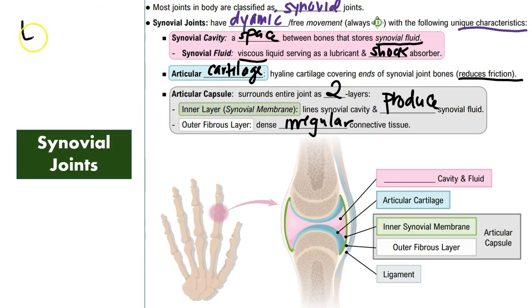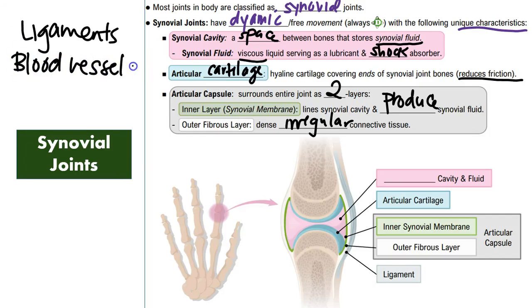One thing that's not here is that, of course, our synovial joints do have ligaments. Remember, those are bands of connective tissue that are going to reinforce joints for stability. It also has blood vessels. The blood vessels are going to nourish the synovial membrane, and of course, that membrane is going to help produce that synovial fluid. And it also has innervation, so it has nerves.